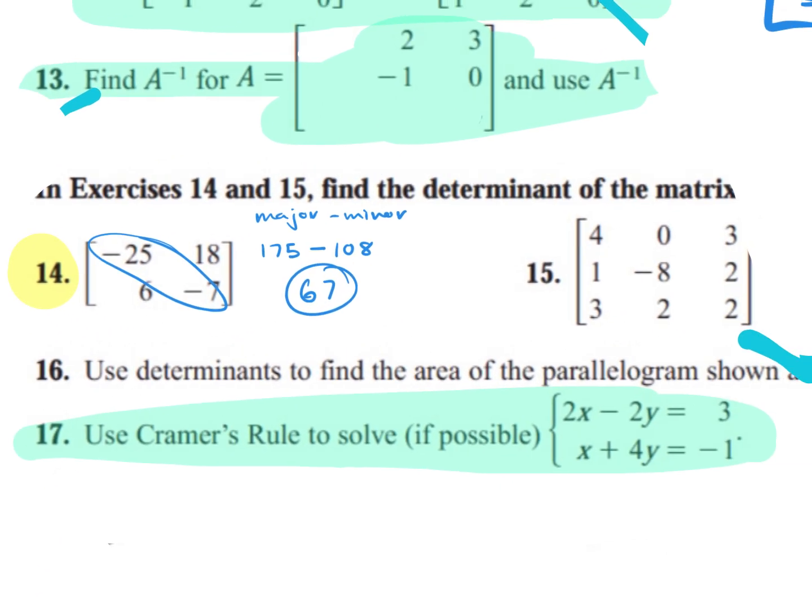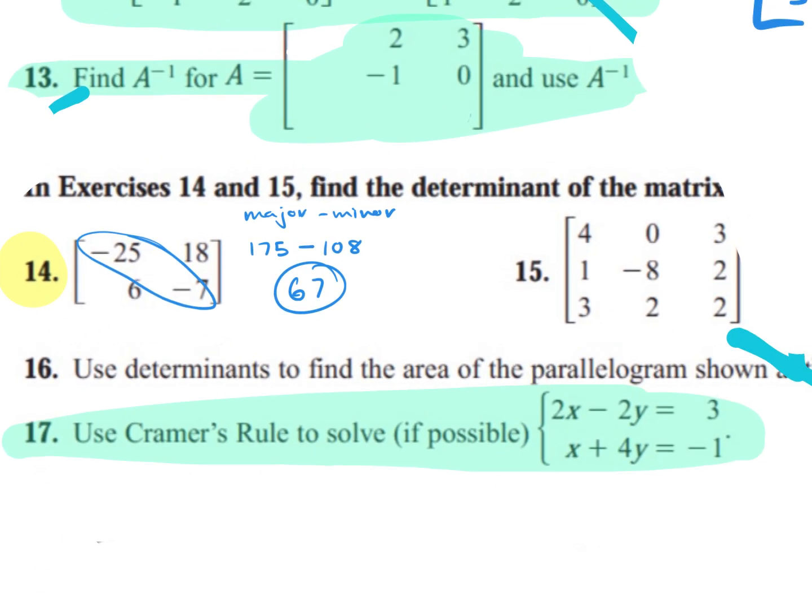17 says use Cramer's rule to solve. Again, it's multiple choice. You can solve it however you want. Use your answer choices. Plug them in if you want to. So you don't have to solve it any particular way that the question says. Just find the answer. It is multiple choice. Use your answer choices.